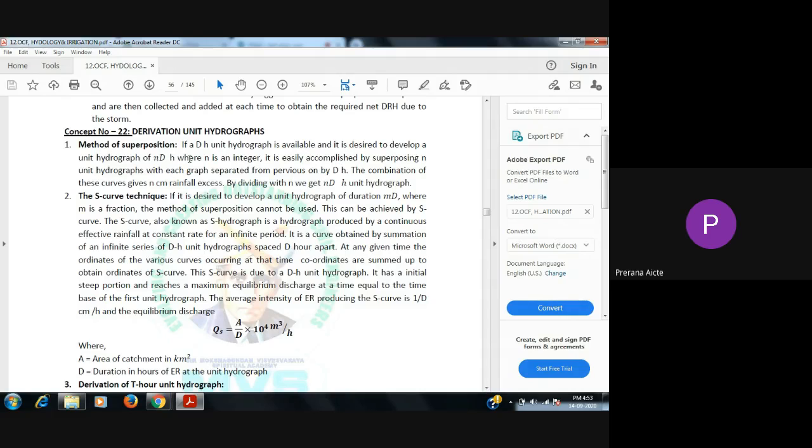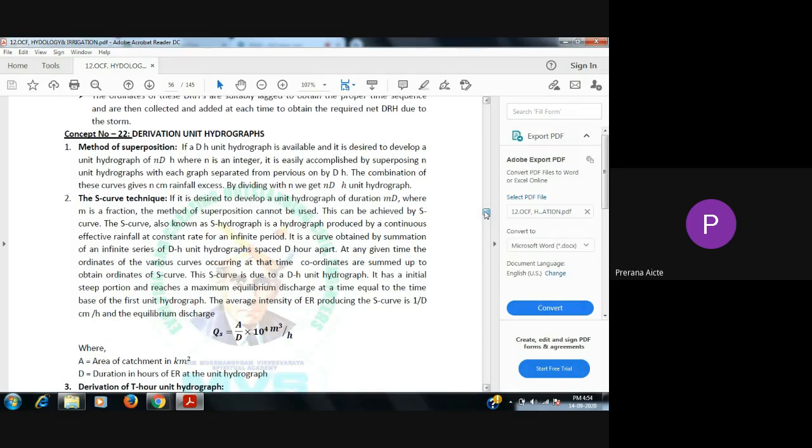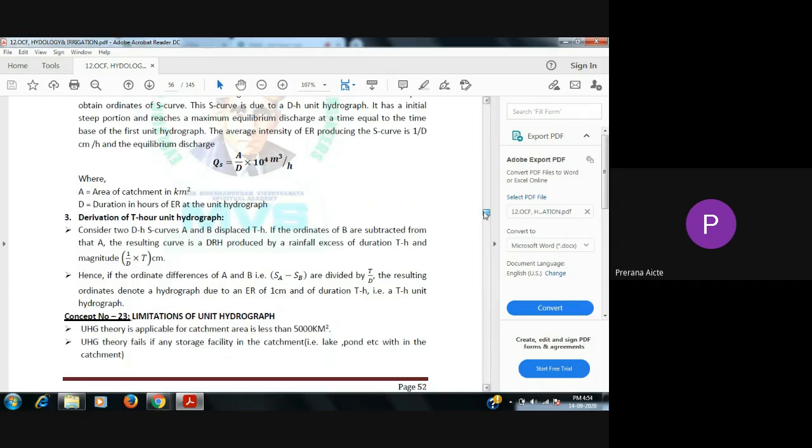If you see the method of superposition, if a D_h-hour unit hydrograph is available and it is desired to develop a unit hydrograph of nD_h hours, where n is an integer, for example 1, 2, 3, 4, it is easily accomplished by superimposing n unit hydrographs with each graph separated from the previous only by D_h. The combination of these curves gives n centimeter rainfall excess. By dividing by n, we get the n D_h unit hydrograph. So this is the method of superposition. We will see that later also. I will show you.